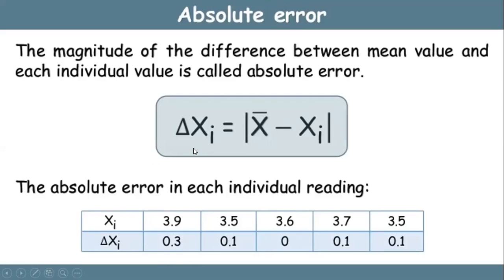Now how to find the absolute error? To find it, we have to subtract the measured value from the true value. That is 3.9 minus 3.6, that is 0.3. 3.5 minus 3.6, that is minus 0.1, but here we are taking the modulus, so it is 0.1. So 3.6 minus 3.6, 0. 3.7 minus 3.6, 0.1. 3.5 minus 3.6, that is minus 0.1, which can be written as 0.1. So this is how we find the absolute error.